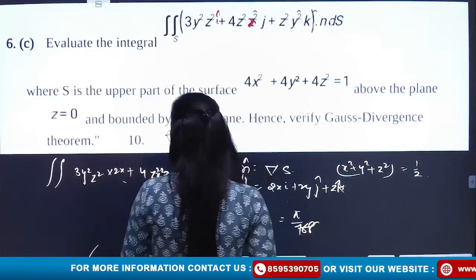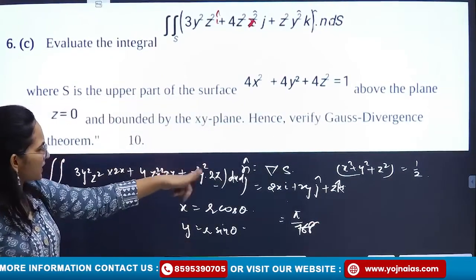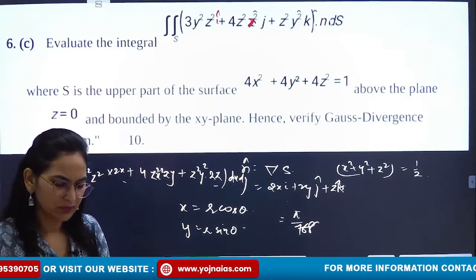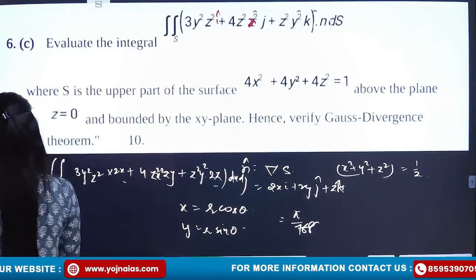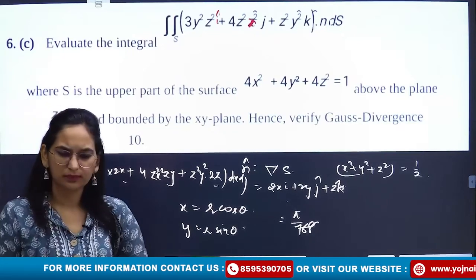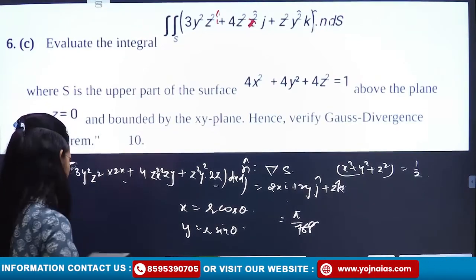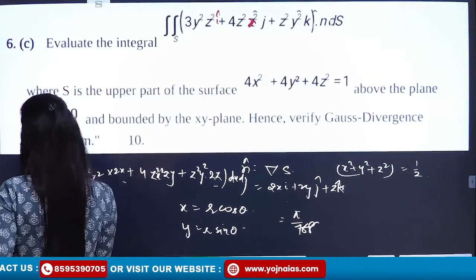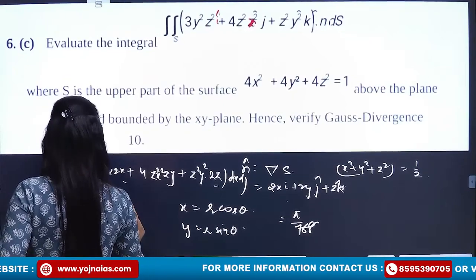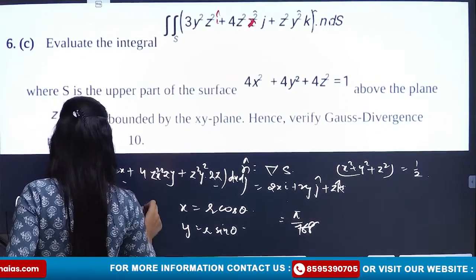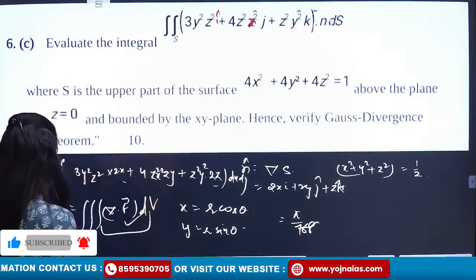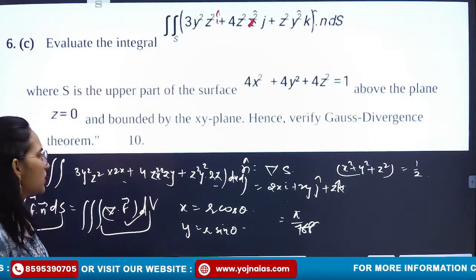Once we have calculated this directly, second, they are saying to verify Gauss divergence theorem. What is Gauss divergence theorem? It says that the double integral of F dot n over the surface should be equal to the triple integral of the divergence of F vector. We have calculated the first one. Now we need this one, and it can be directly calculated by using spherical coordinates.